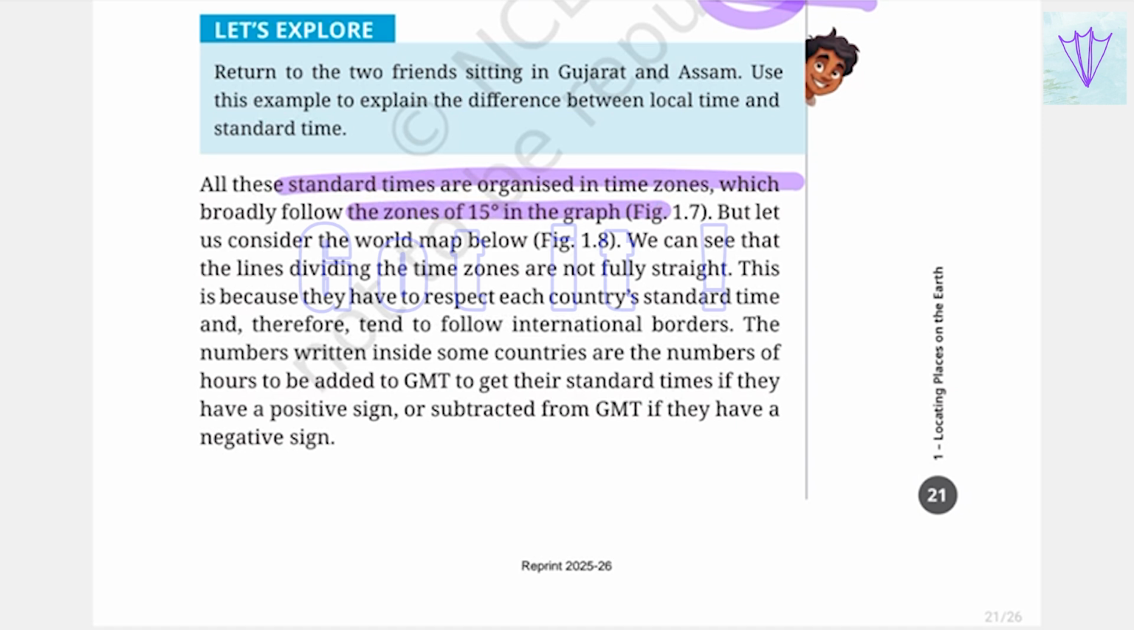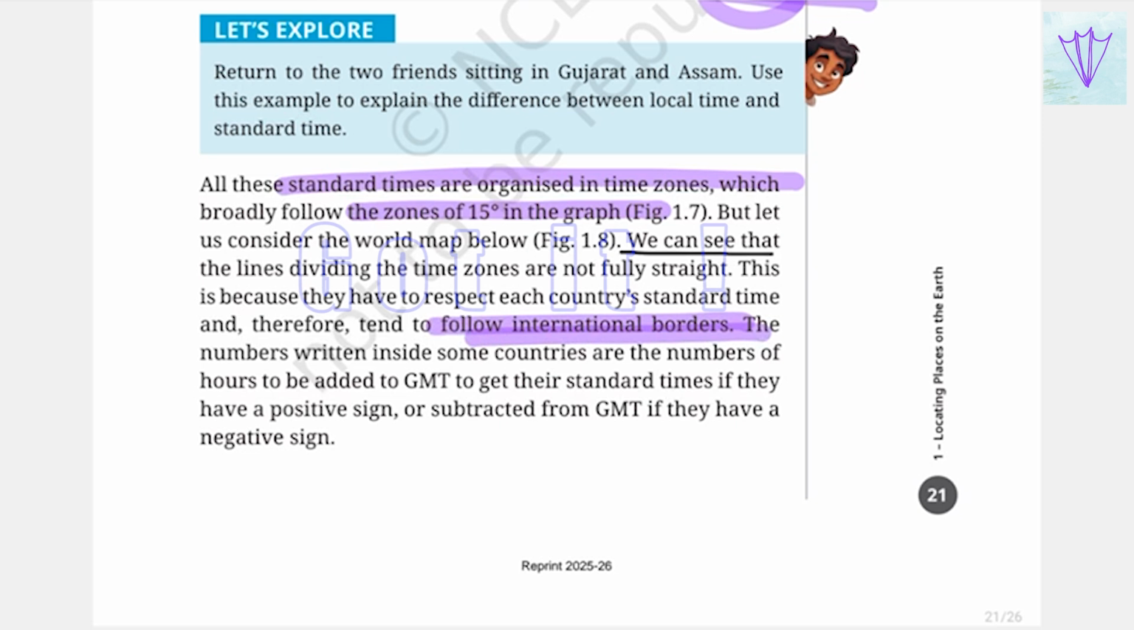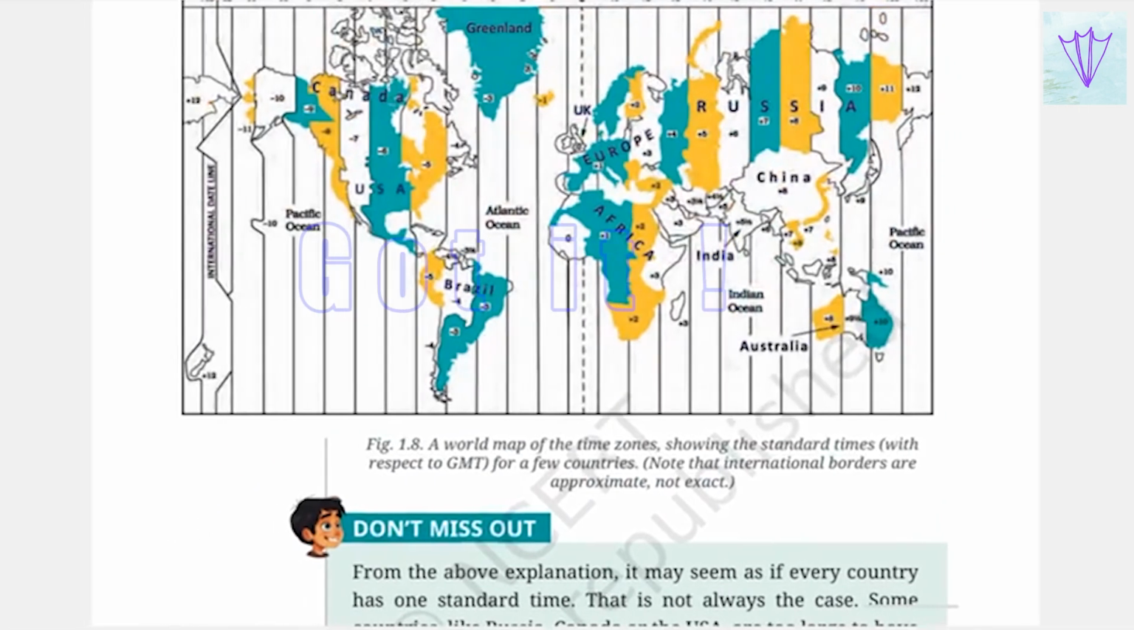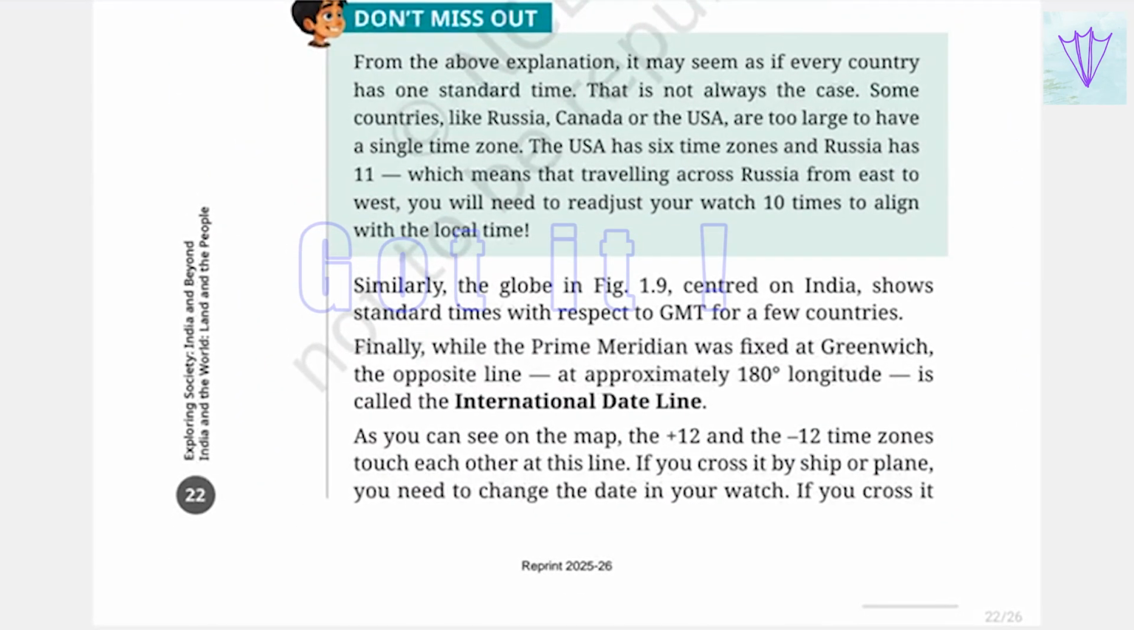So all these standards are organized in zones which broadly follow the zones of 15 degrees in the graph. But let us understand the world map, and we'll see that the lines dividing the time zones are not fully straight. This is because they have to respect each country's standard time, and therefore they follow the international boundaries. So the numbers written inside some countries are the numbers of hours to be added to the GMT to get their standard times. For India, it is 5.5 hours. That is, it is added if it has a positive sign or subtracted from the GMT if it has a negative sign. So here we can study the map and understand the various zones. Similarly, the globe centered on India shows the standard times with respect to GMT for a few countries.